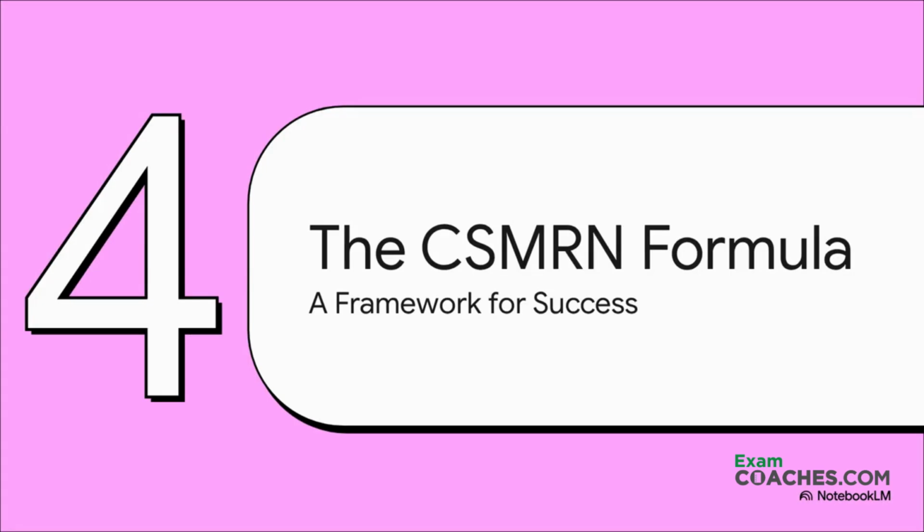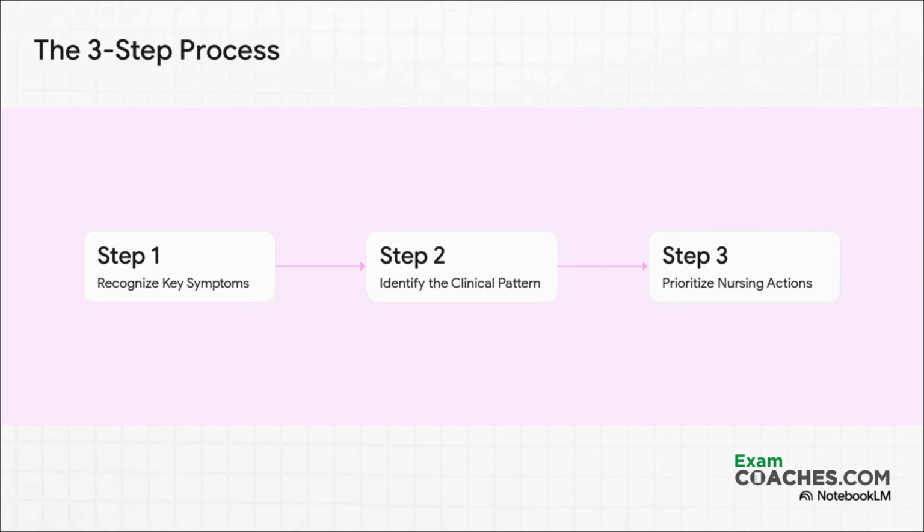So how do all these little pieces fit together? It's not about memorizing random facts. It's about having a system. And that's exactly where the CSRM framework comes in. It's a repeatable way of thinking that you can use for any clinical scenario, just like the ones we've been walking through. Here's the whole process in 3 simple steps. First, you spot the clues, those key symptoms in the patient's story. Second, you connect those clues to identify the underlying clinical pattern. And third, that pattern gives you a direct roadmap to your priority nursing actions. It's a clear path from feeling confused to acting with confidence.